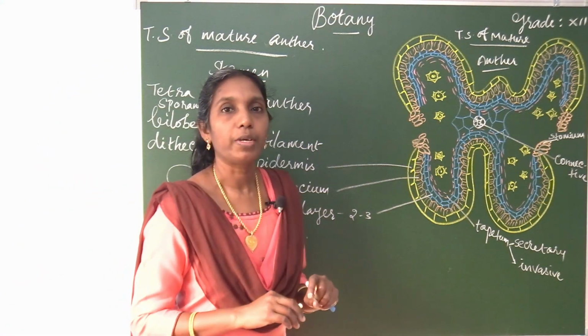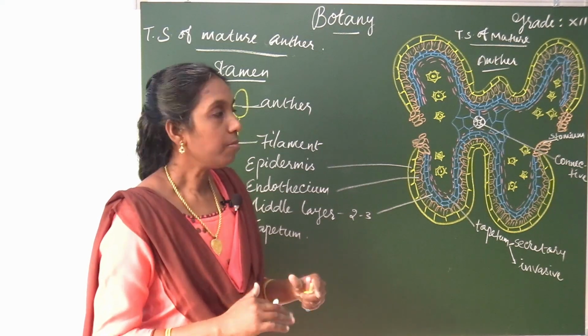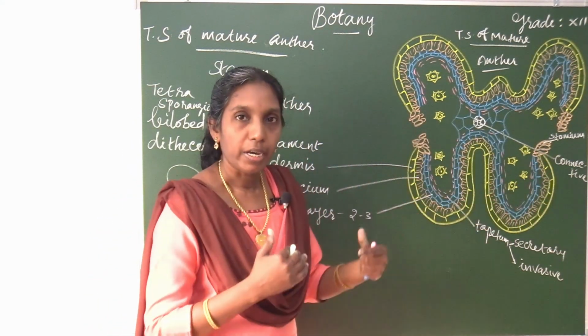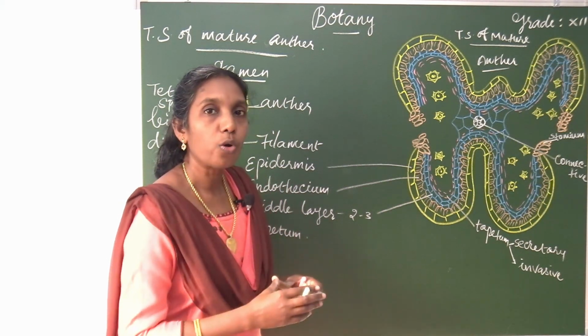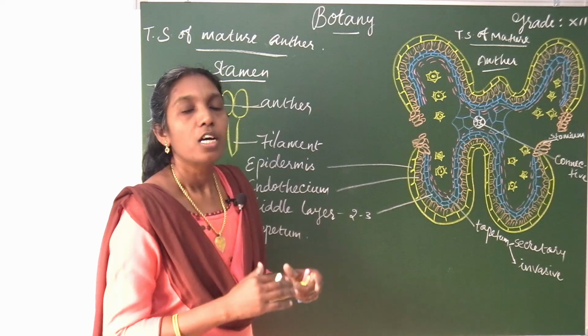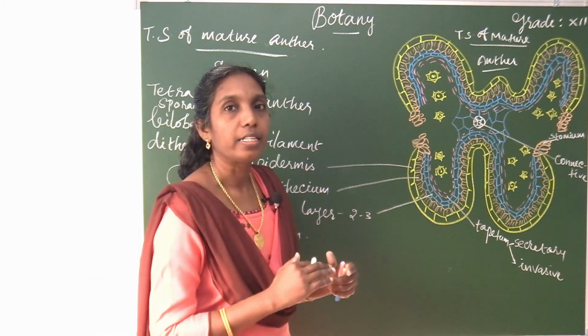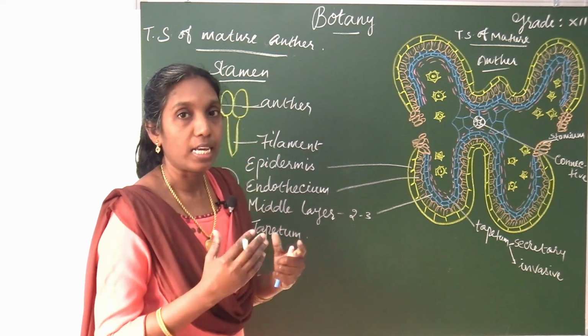The function of tapetum, two more questions. What is the function of tapetum? Tapetum nourishes the developing microspore and the microspore mother cell, and it contributes sporopollenin through Ubisch bodies. Sporopollenin is present in the pollen grain, in the outer layer of the pollen grain, the exine.